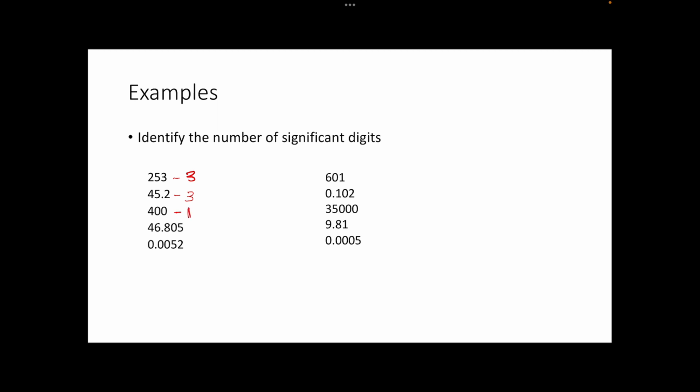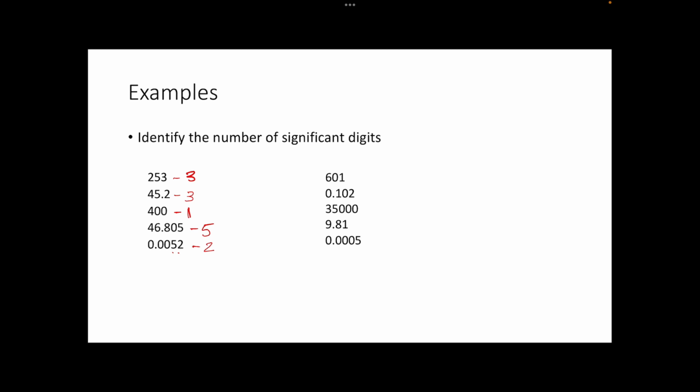Now here we have a 0 that's in between, so it will be significant. So 1, 2, 3, 4, 5. This has 5. All right, this one, we have zeros to the left, but we don't have any zeros after. Remember, if they're after a decimal point, they also have to be after a non-zero number. So these are the only 2 significant figures. The zeros on the left are not significant.